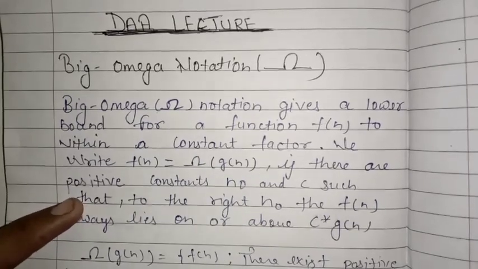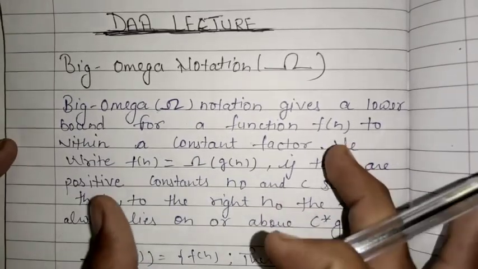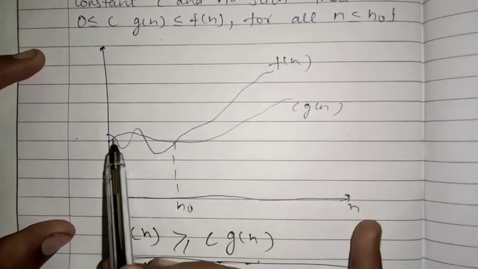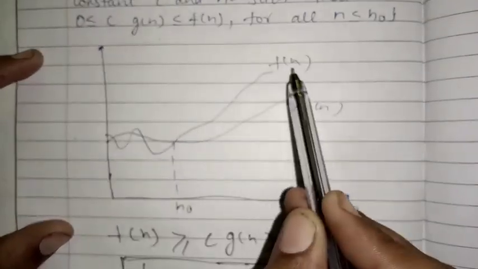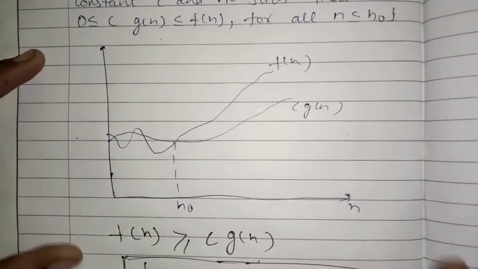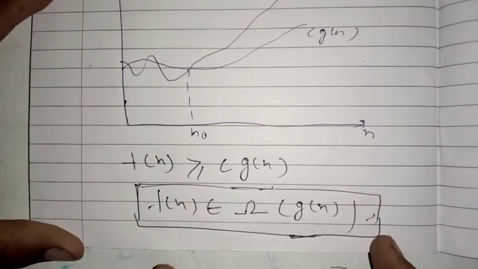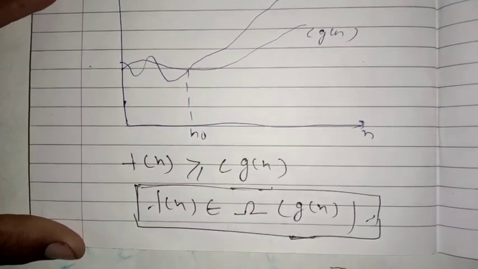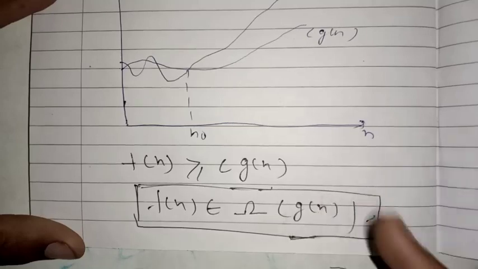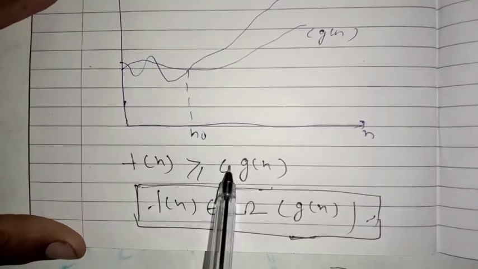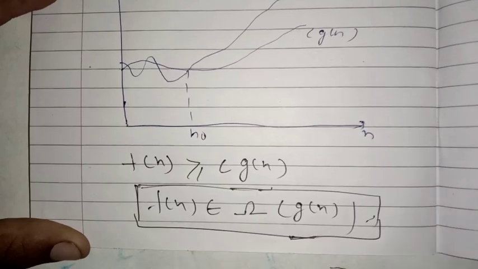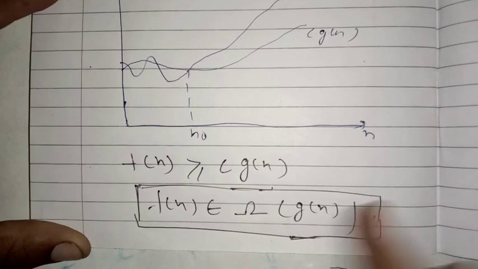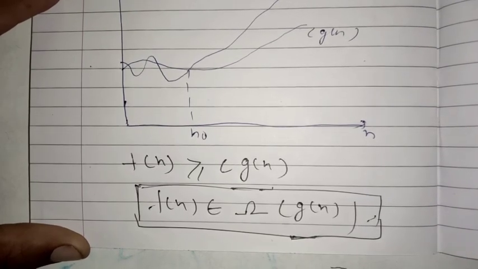Look at the graph of big omega notation. Here cg(n) is the line, and f(n) is above it beyond n0. There are two conditions: in big O notation, f(n) is less than or equal to c g(n), and in big omega notation, f(n) is greater than or equal to c g(n). This is the difference between big O and big omega notation, and f(n) belongs to Omega(g(n)). So now let's see the solution of the problem.